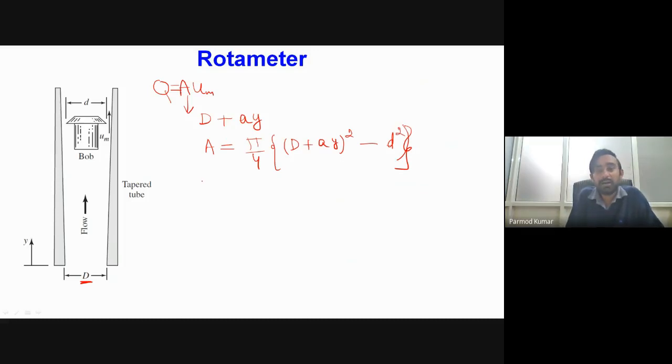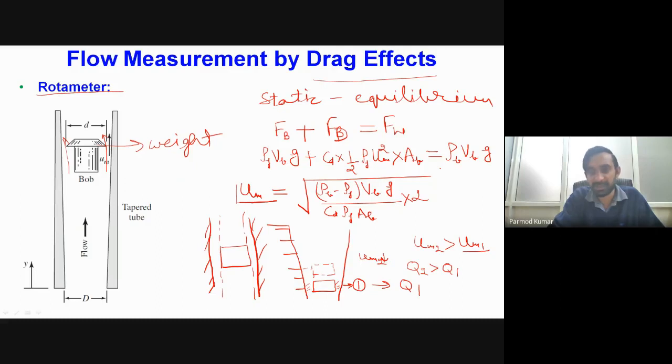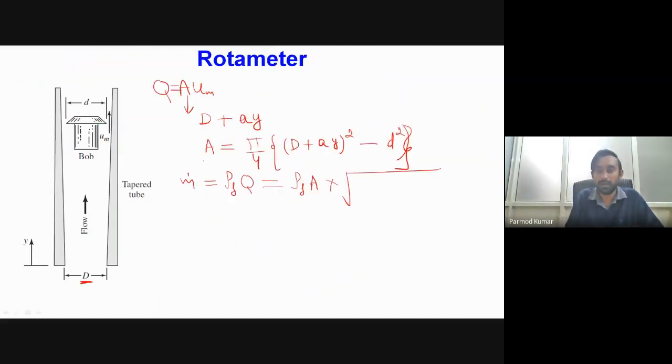Now we have this area. If I want to determine the corresponding mass flow rate, that will be equal to rho f times Q, where rho f is the density of the fluid. So I can write rho f into A multiplied by um. We have already obtained the expression in my previous slide, which is equal to the square root of (rho b minus rho f) times Vb into g, divided by 2 into Cd into rho f times Af.